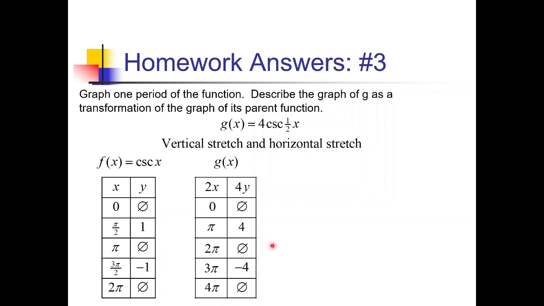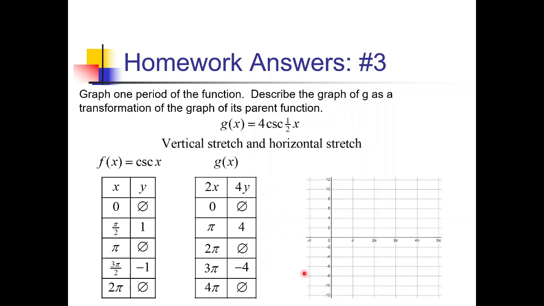So for x values, I can go by, it looks like pi. For y values, I could probably get away with going by 1's, or I could go by 2's or 4's. Doesn't really matter. I guess I'll go by 2's. So our first asymptote, we have 0 for that one. And then we have pi comma 4 right there. And then 2 pi is an asymptote. We have 3 pi comma negative 4 and asymptote at 4 pi. Then we have a branch up here and another branch down here.